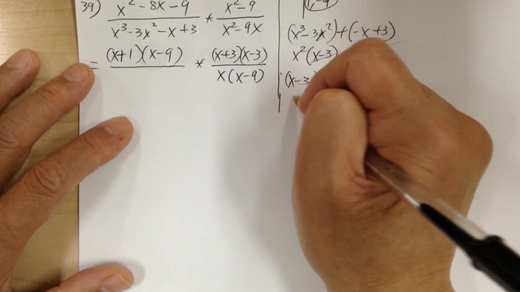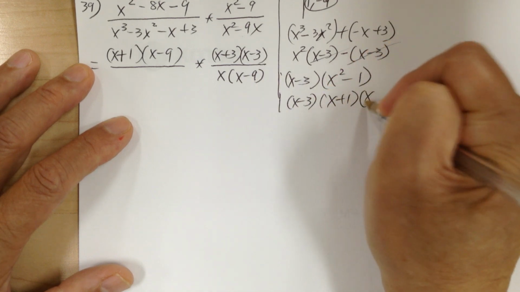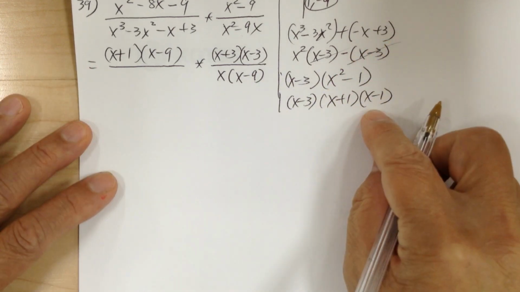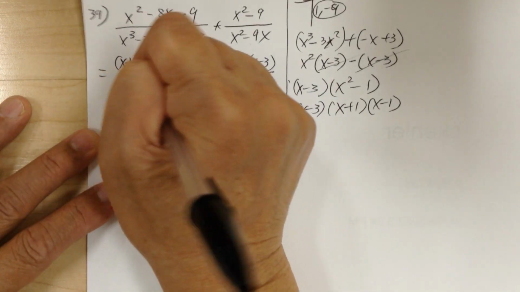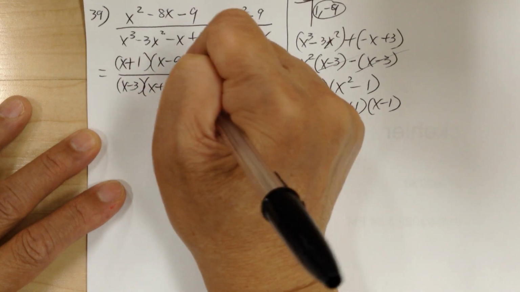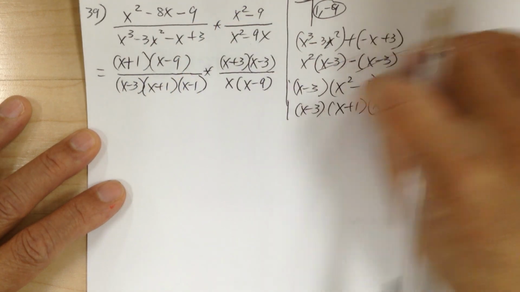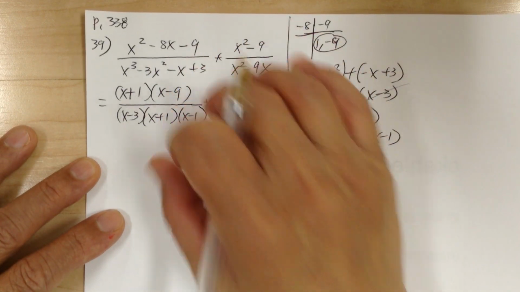But this one you can factor more. So this becomes x plus 1, x minus 1. Okay, so this goes on here. So you got x minus 3, x plus 1, x minus 1. Okay, so you can do the minus step off to the side, so that way you don't clutter up your major steps.